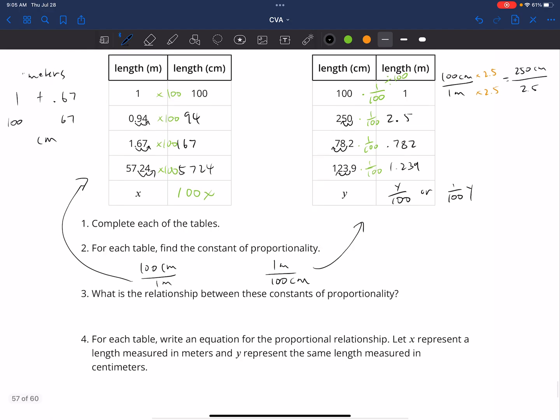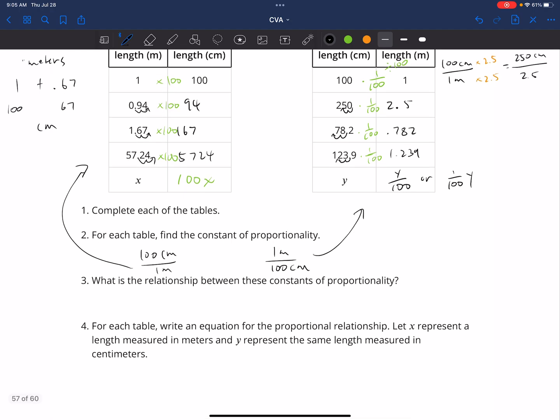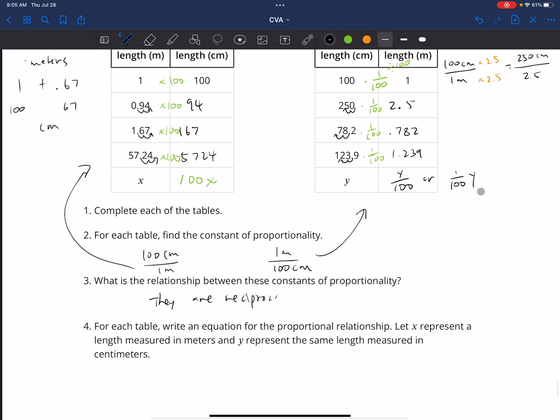And then what is the relationship between these constants of proportionality? Let's take a look. The relationship is that they're reciprocal. They are a reciprocal relationship.